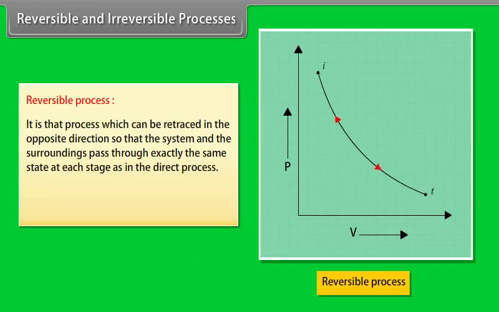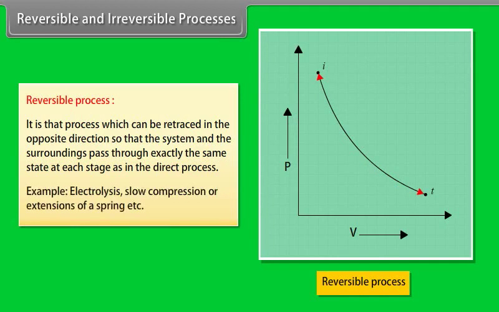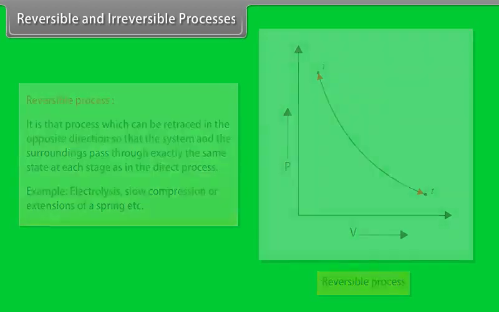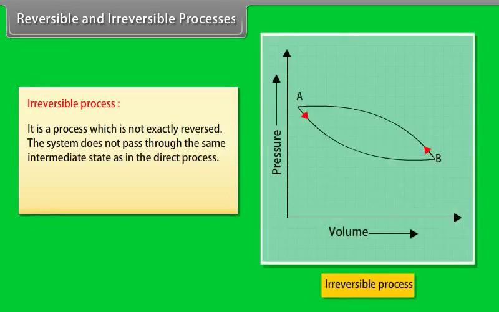Reversible and irreversible processes. Reversible process. It is a process which can be retraced in the opposite direction so that the system and the surroundings pass through exactly the same state at each stage as in the direct process. Electrolysis, slow compression or extension of a spring are examples of reversible processes. Irreversible process. It is a process which is not exactly reversed. The system does not pass through the same intermediate states as in the direct process. All chemical reactions and natural processes are examples of irreversible processes.